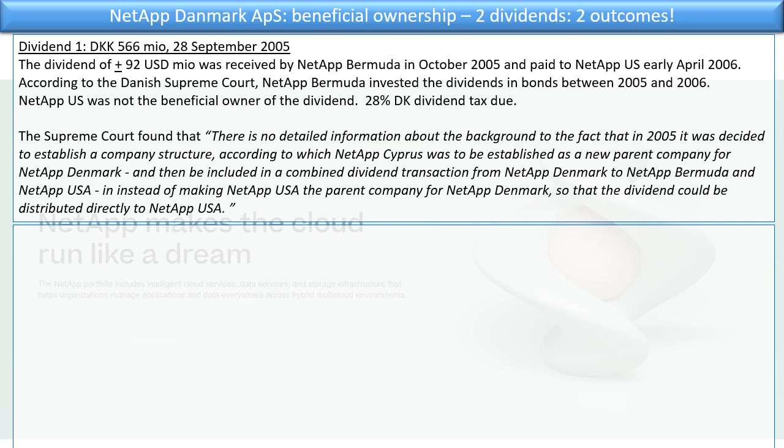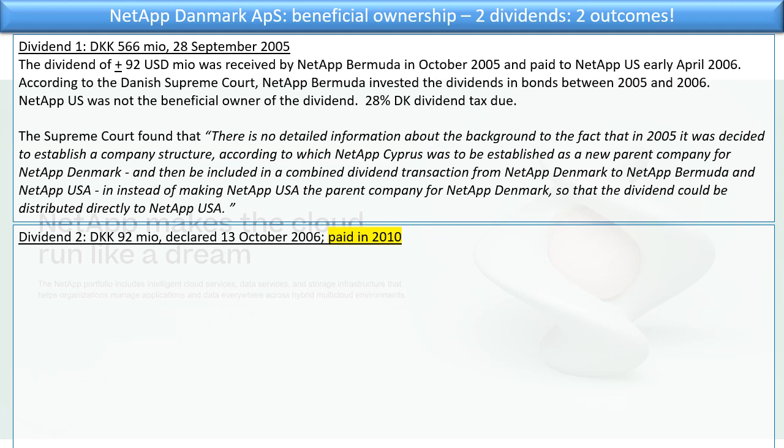The first decision makes the second decision even stranger, right? Because there was also a dividend paid out for 92 million Danish kroner, and this was declared October 13, 2006, and it was only paid in 2010, because only then did Denmark have the cash to pay it, right? So there was a loan and interest and things like that in the meantime. But in view of the court's decision that the first dividend of 566 million kroner, which was declared in September 2005 and was paid in April 2006, 5 months later, the US got the money, that was not pointing to the US being the beneficial owner.